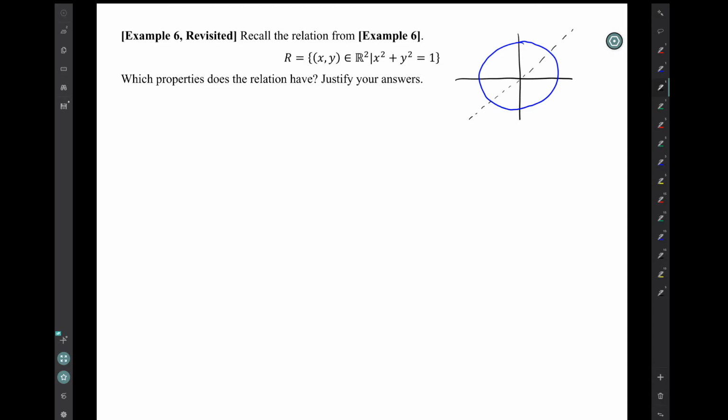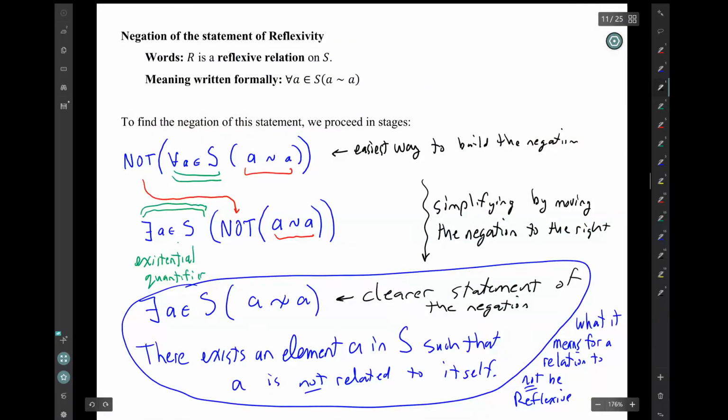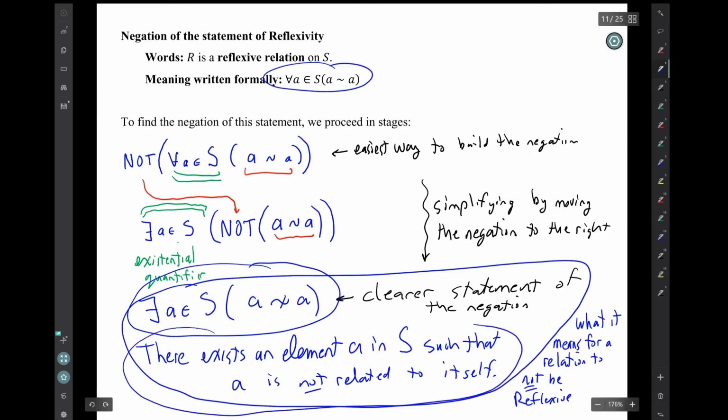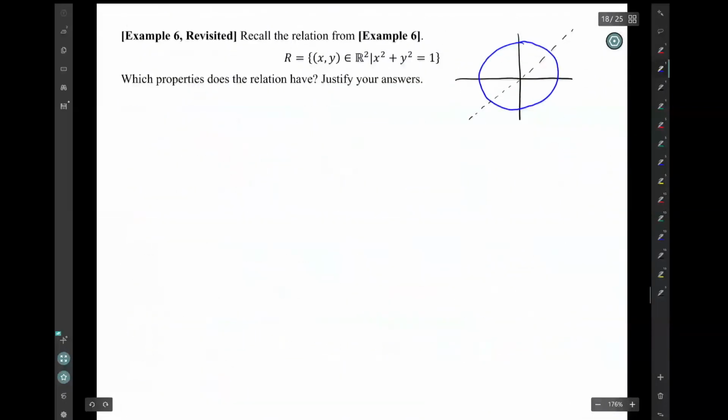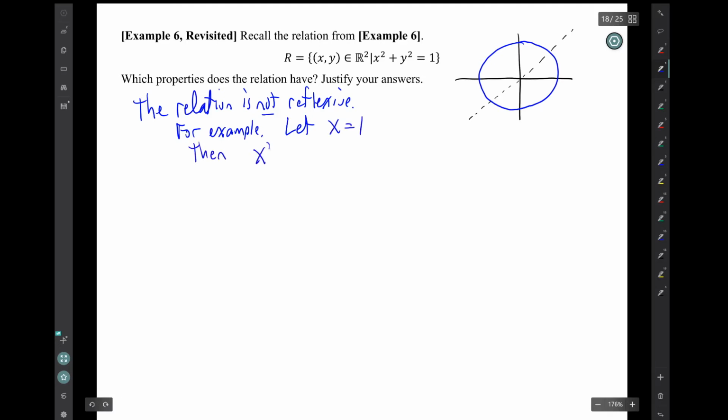We have to justify it by, well, let's go back up and look again at the definition of reflexive. Remember, the statement that a relation is reflexive is this universal statement. The statement that a relation is not reflexive is this existential statement. So to prove an existential statement, to prove that there exists something that has some property, you have to just give an example. So let's just say this. The relation is not reflexive. And let's give an example. We have to give an example. Let's let x be 1. So then x squared plus x squared is 2. That's not equal to 1. So x is not related to itself.